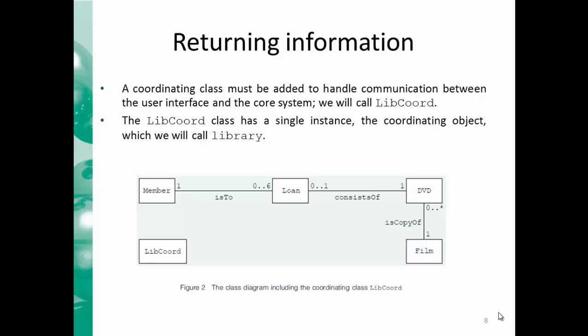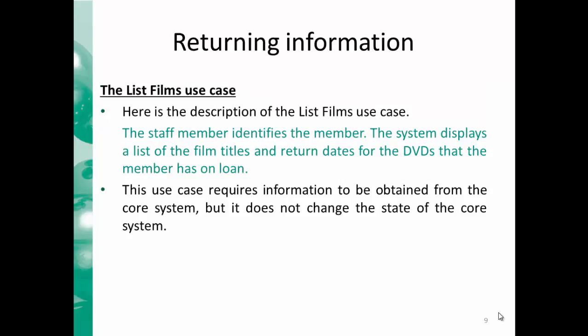Now we will discuss the concept of returning information. Of course, to be able to follow the same design approach that we used in the last two units and we are going to use today, we need to create a new object to represent the coordinating object for the system. In this case, this object is called library coord object.